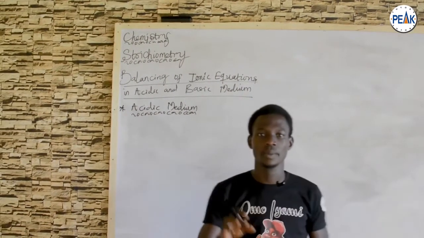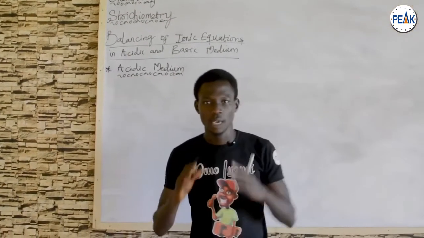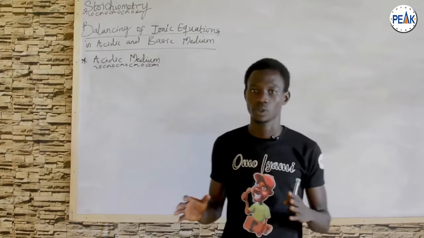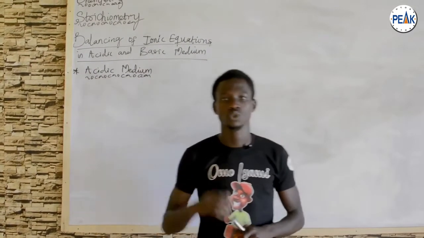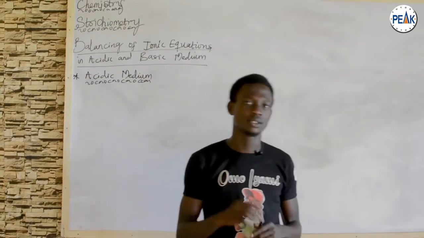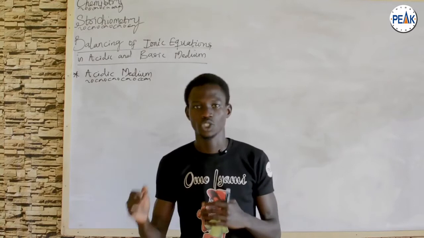Today we are going to be looking at balancing of ionic equations in acidic and basic medium. Remember in the last episode, what we talked about in stoichiometry was balancing of chemical reactions using the algebraic method. And I'm very sure that if you followed the explanation very well, you would have understood the basics and the nitty-gritty in balancing chemical equations using the algebraic method.